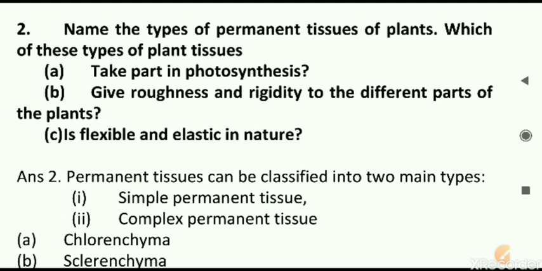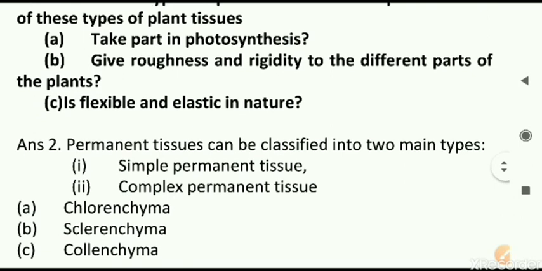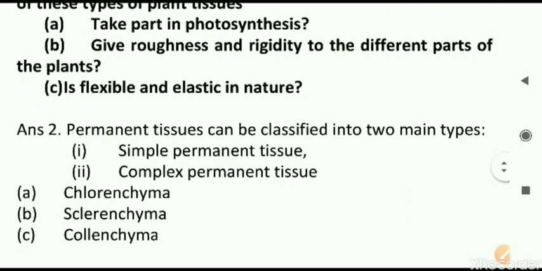Permanent tissues are classified into two types. First is simple permanent tissue. Second is complex permanent tissue. Now the second part of the question is divided into three parts. First they are asking which plant tissues are taking part in photosynthesis. So photosynthesis requires chloroplast and chloroplast is present in chlorenchyma. So the A part answer is chlorenchyma.